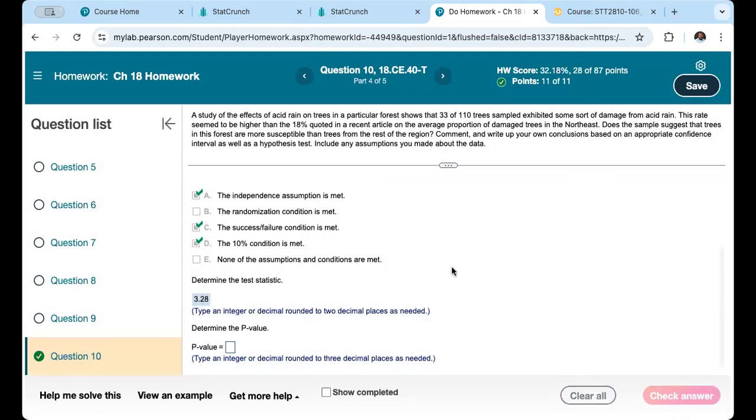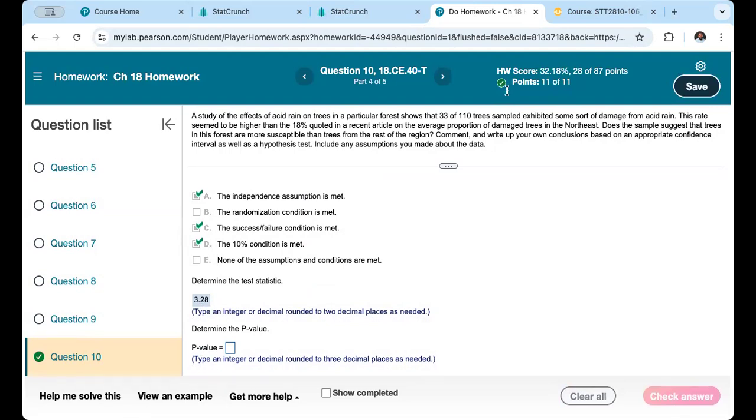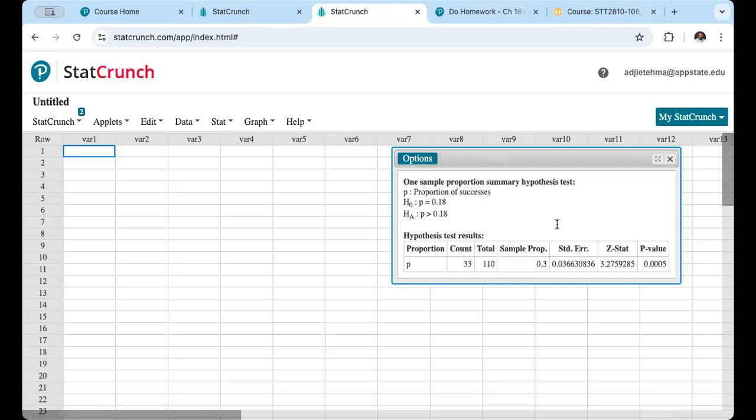Okay. And then they want the p-value. The p-value to be to 3 decimal places. So now who can tell me what p-value? So they want to 3 decimal places. So what should I put in here? So if you can't see clearly, it's 0.001. Do you all agree to that? Good.